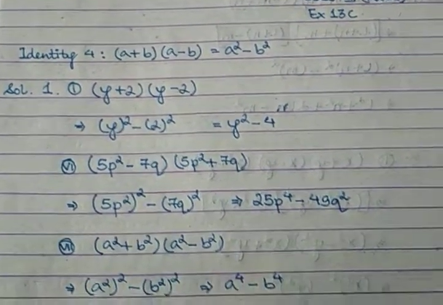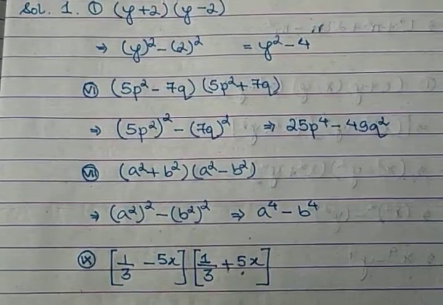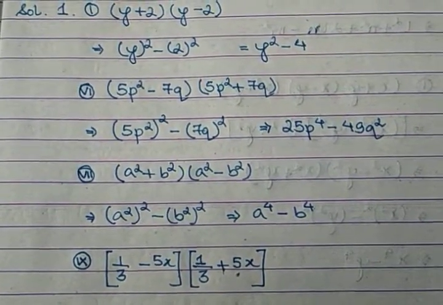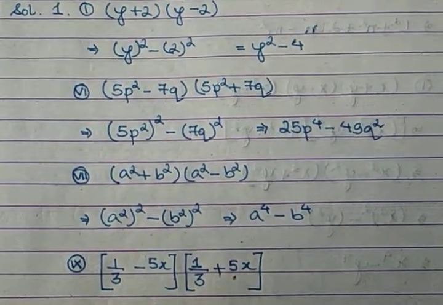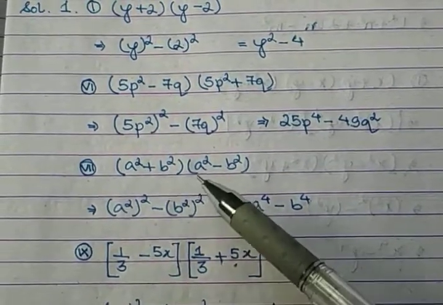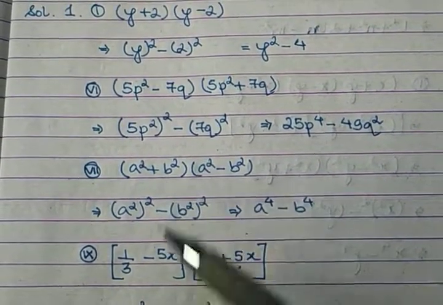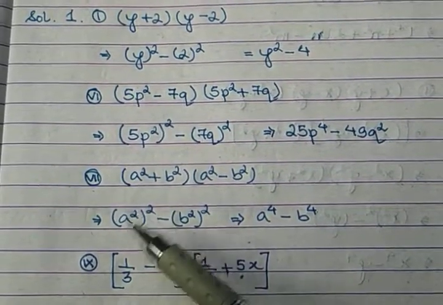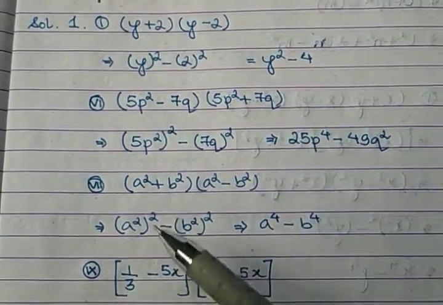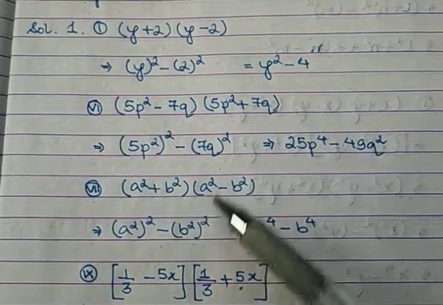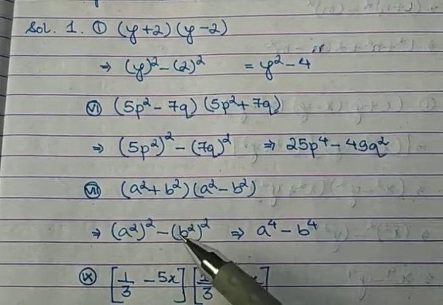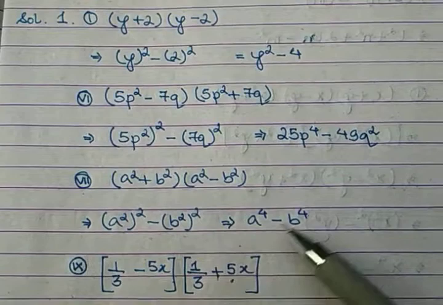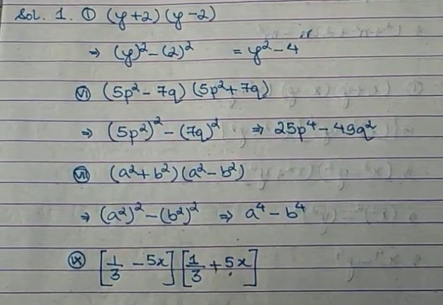The third question we have here is (a square plus b square) into (a square minus b square). Again, the first terms are same, the second terms are also same, just opposite signs. So it is a square minus b square, where in place of a we have a square, and in place of b we have b square. So (a square) whole square minus (b square) whole square, that is a to the power 4 minus b to the power 4. Again we are done here.